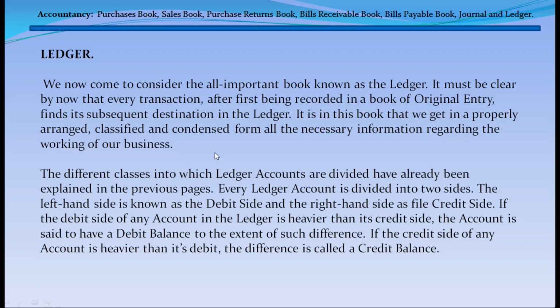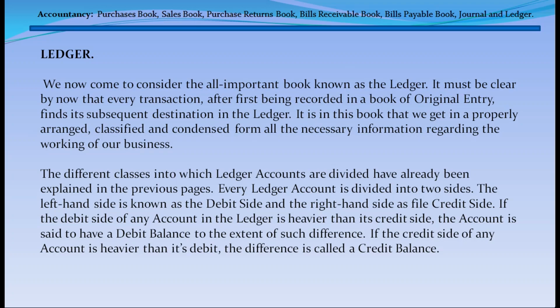We now come to consider the all-important book known as the ledger. It must be clear by now that every transaction, after first being recorded in a book of original entry, finds its subsequent destination in the ledger. It is in this book that we get, in a properly arranged, classified and condensed form, all the necessary information regarding the working of our business. The different classes into which ledger accounts are divided have already been explained in the previous pages.